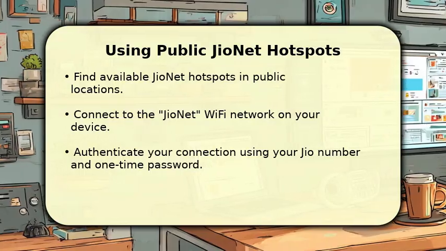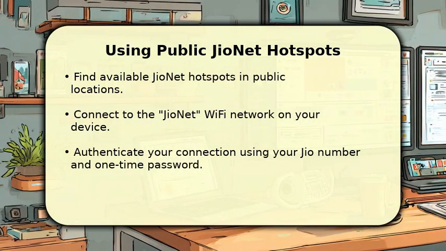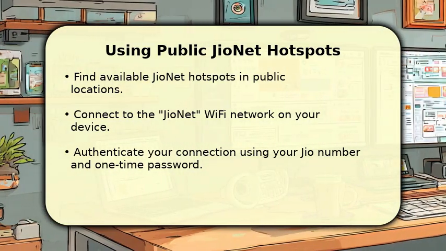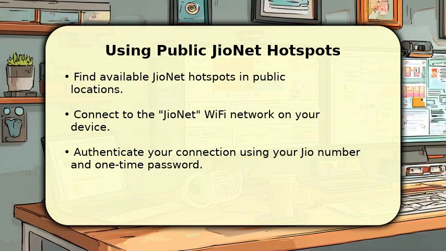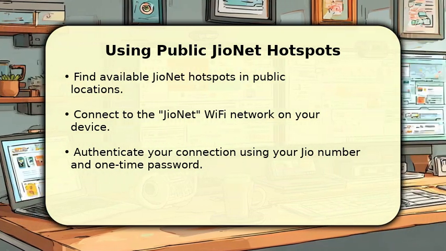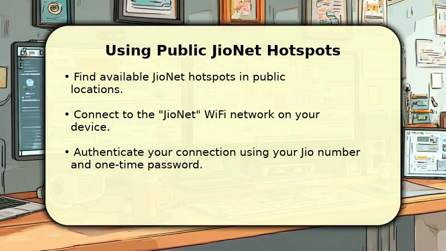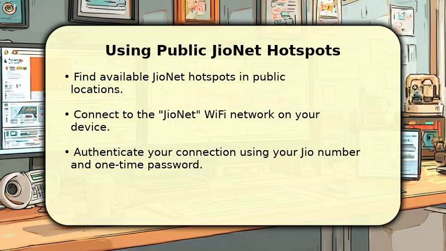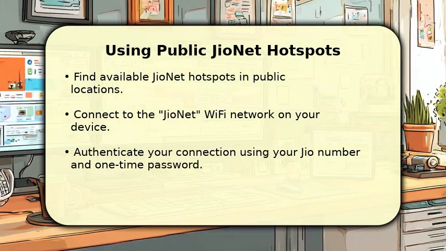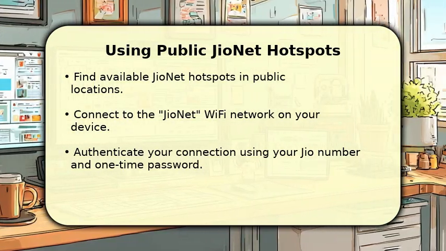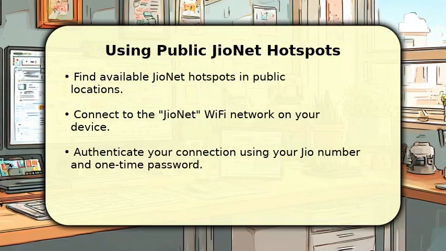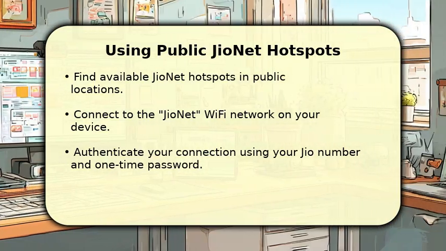For public JioNet hotspots, first locate an available hotspot in your vicinity. On your smartphone or laptop, navigate to your Wi-Fi settings and select the network named JioNet. Once connected, a browser window will typically open, prompting you to enter your 10-digit Jio mobile number. You will then receive a one-time password via SMS to authenticate your connection and begin browsing.